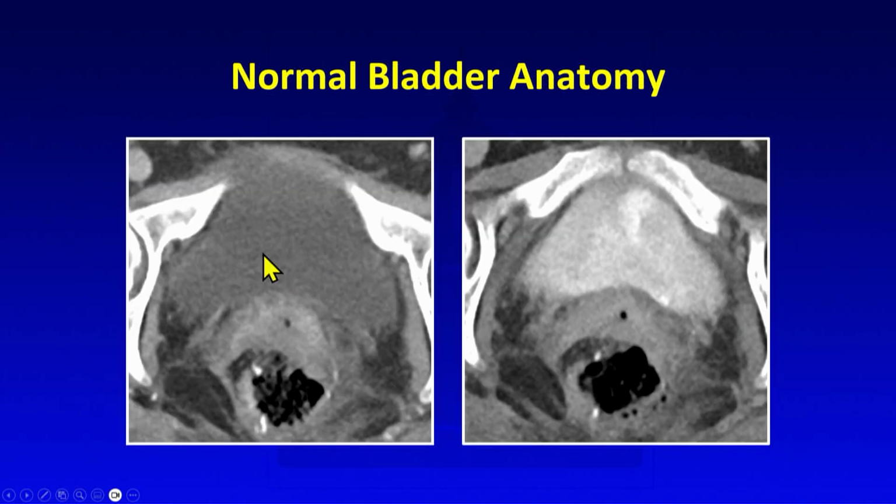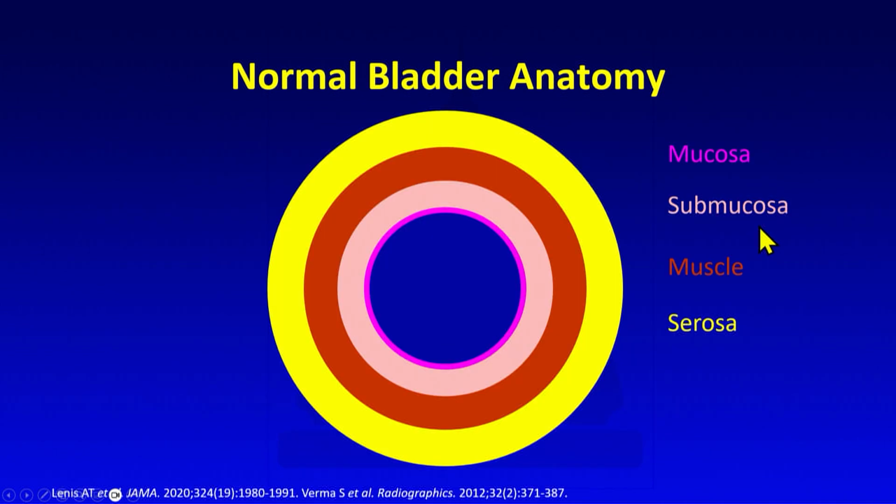Here is the normal appearance of the bladder, so basically a very thin wall all the way around, and there's no asymmetric thickening or anything. And on the delayed phase, we see the contrast opacification of the bladder lumen. When we look at the cross-sectional anatomy of the bladder, it can be divided into several layers. There's the mucosal layer, the submucosal layer in the peach color, the muscle in red, and then the serosa in yellow. This becomes relevant when we talk about bladder cancer staging.